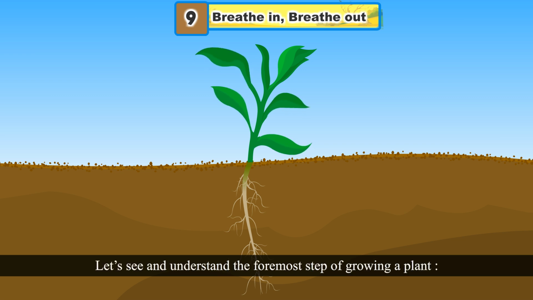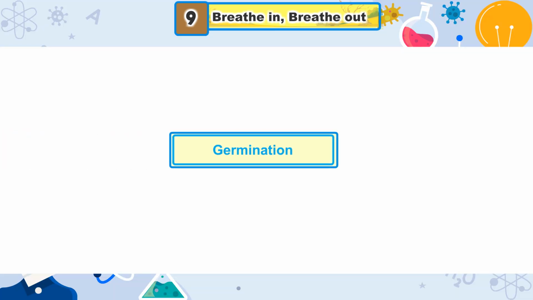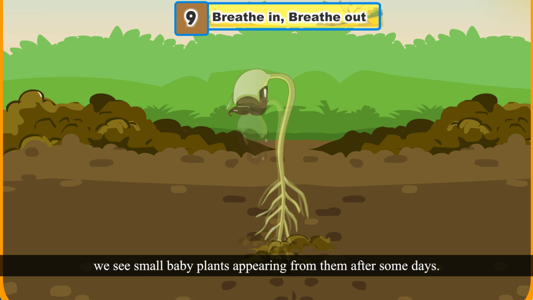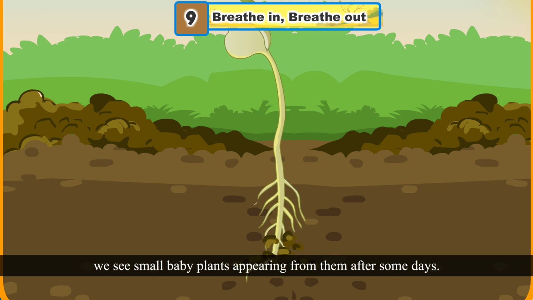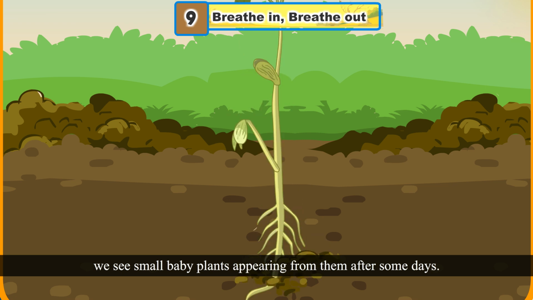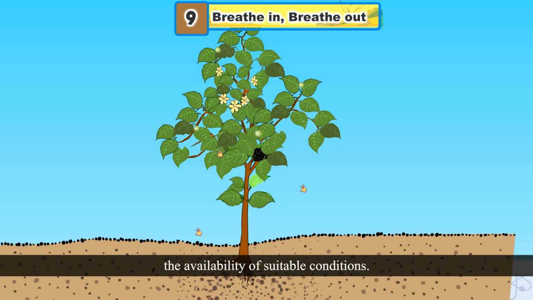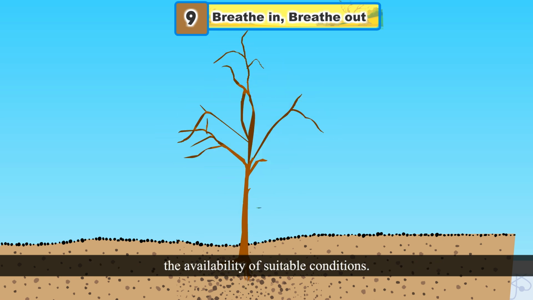Let's see and understand the foremost step of growing a plant: germination. When we sow seeds in the fertile soil and water them regularly, we see small baby plants appearing from them after some days. This process of growing plants from seeds is called germination. Most of the plants take birth from seeds. A seed is a part of a plant which reproduces into a similar plant in the availability of suitable conditions.